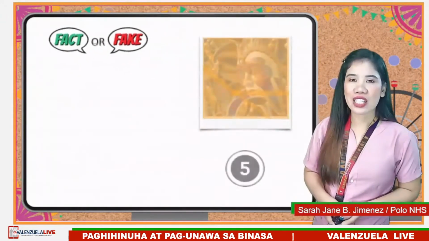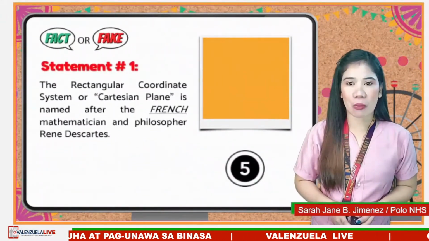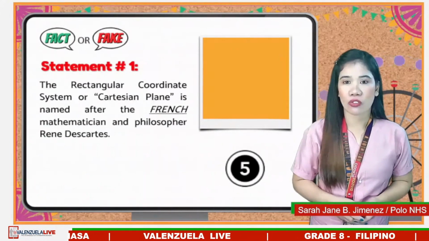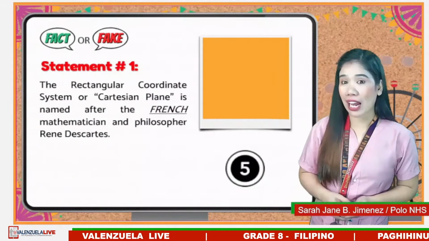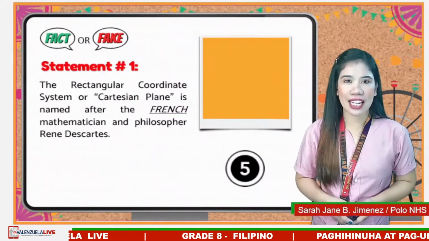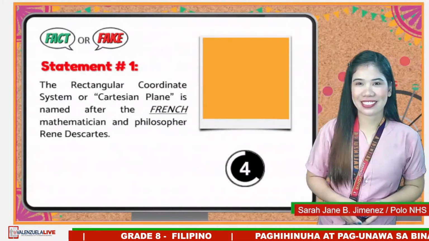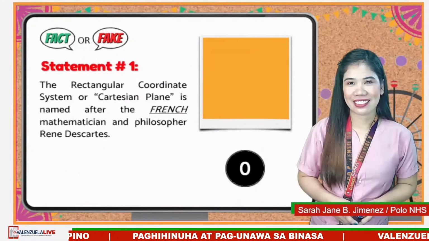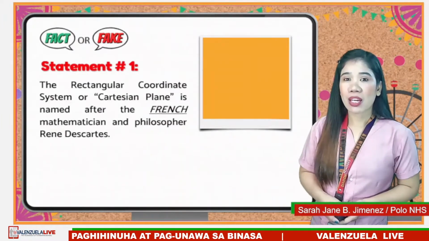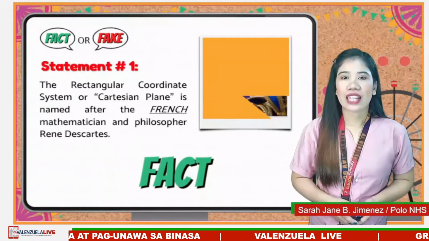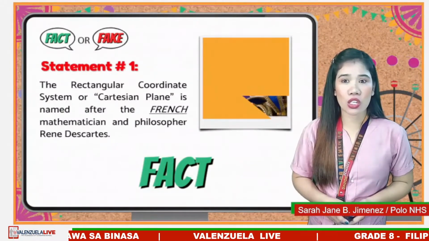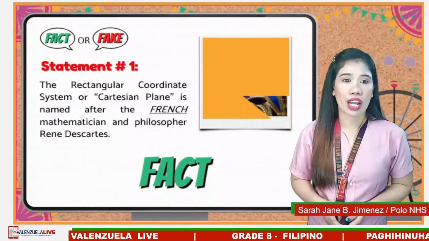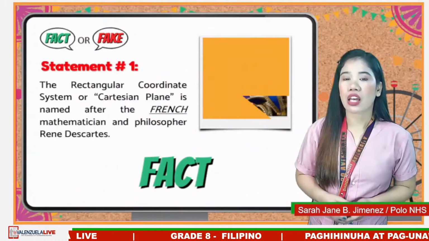For the first statement, the rectangular coordinate system or Cartesian plane is named after the French mathematician and philosopher René Descartes. Is it fact or fake? You have 5 seconds. Go. The statement is a fact. The rectangular coordinate system we commonly use is called the Cartesian plane, that was named after the French mathematician René Descartes, who developed it in the 17th century.